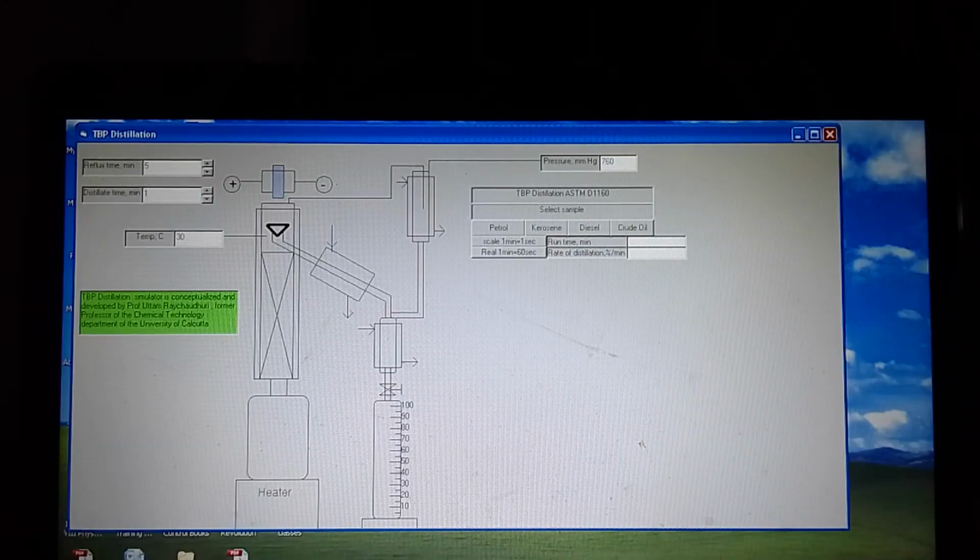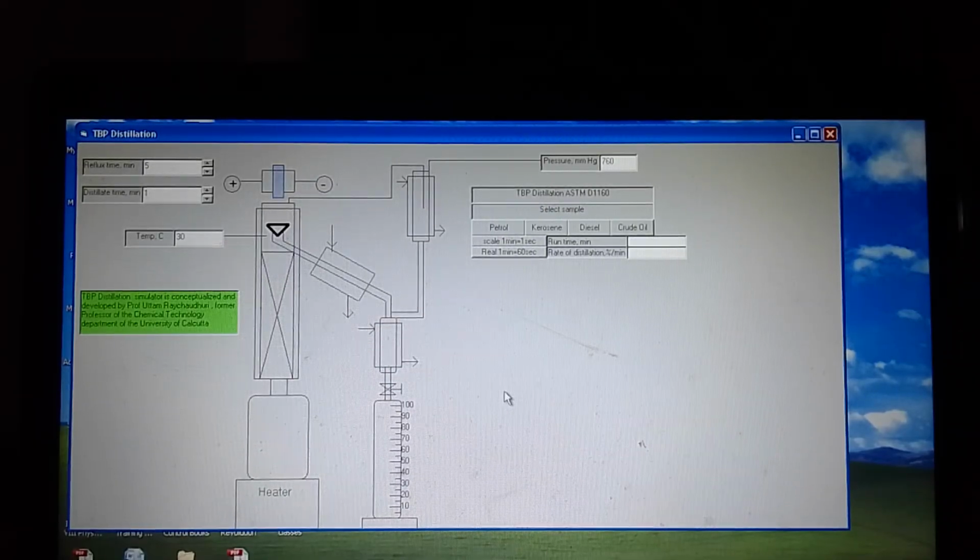Today I will demonstrate TBP distillation. TBP stands for True Boiling Point Distillation, where usually crude oil distillation analysis is carried out for its quality when it is received by the refinery, which gives a more accurate distillation analysis as compared to ASTM distillation, as I have discussed in the earlier experiment.